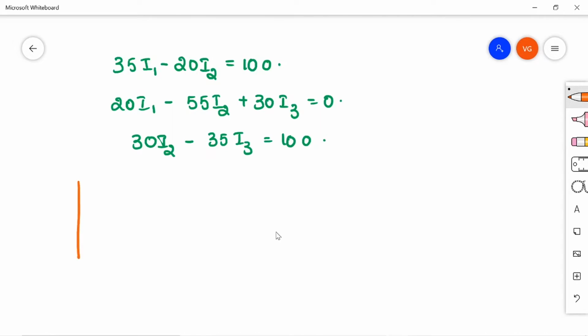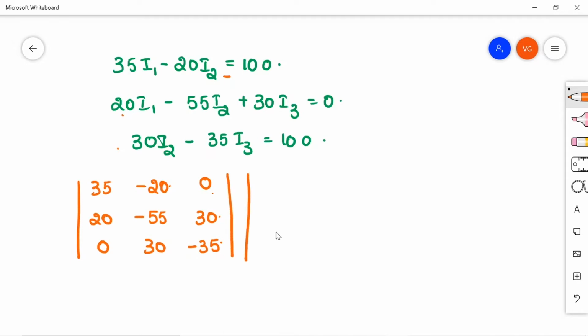Here I have first is I1 35, I2 coefficient minus 20. As I don't have I3 coefficient in the first equation, I am writing it as 0. From the second equation, let us write the coefficients of I1, I2, I3. Again, from the third equation, let us write the coefficients of I1, I2, I3. I don't have I1, so 0. I2 is 30. I3 is minus 35, right? So this is multiplied by I1, I2, I3, and that is equal to 100, 0, 100.